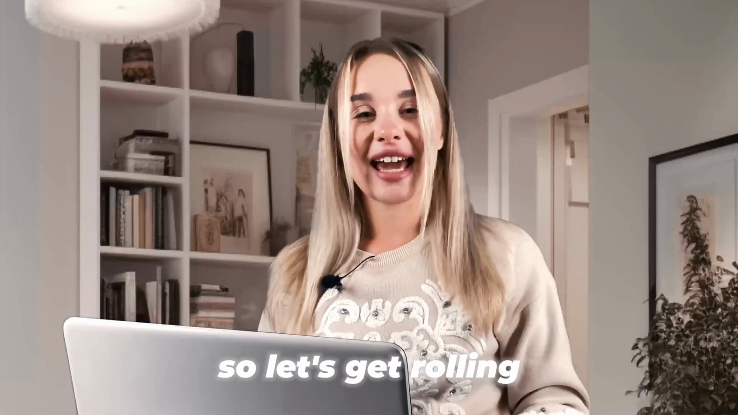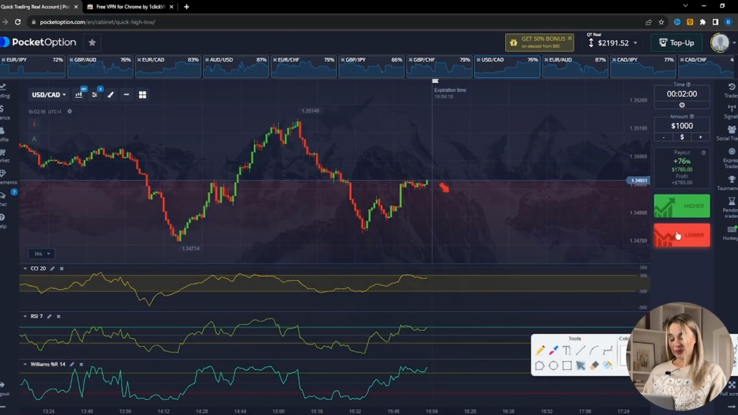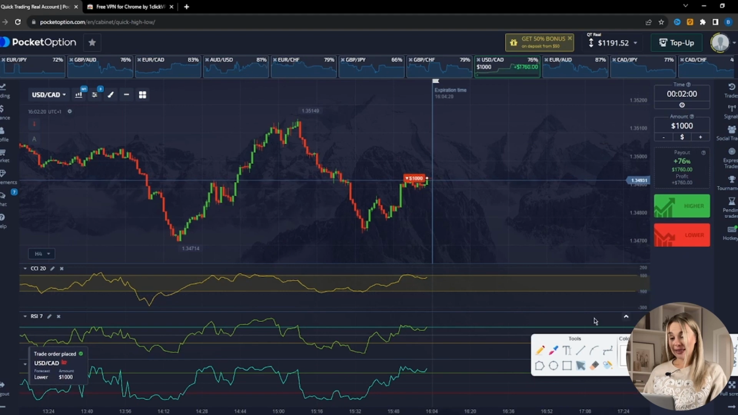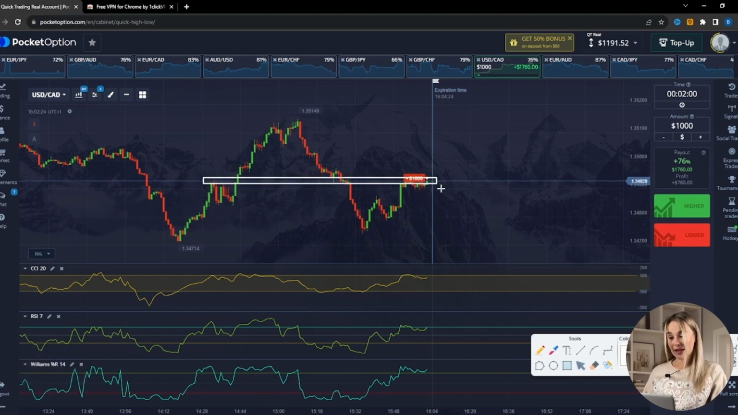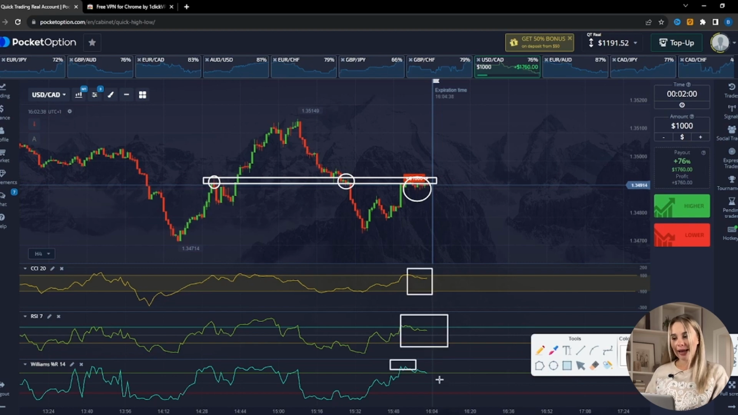So let's get rolling. Well, just placed a bet on the USD and Canadian dollar pair, thinking it's gonna dip in the next couple of minutes. You can see that the price is knocking at the resistance level's door, so I bet it's gonna get down. Plus, all three of our indicators are shouting overbought and look like they're ready to head south.